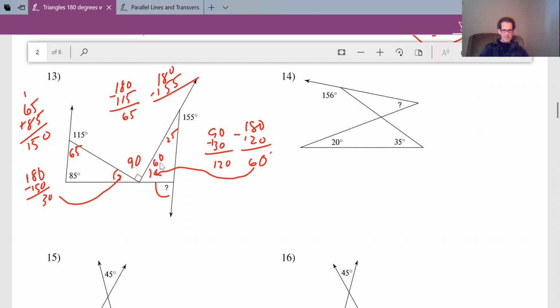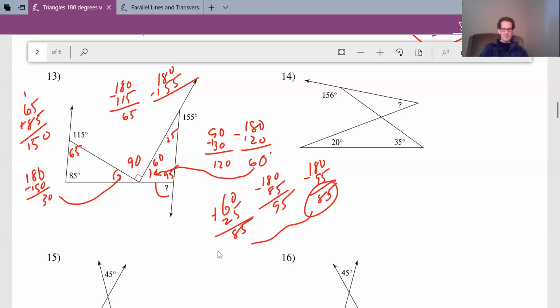So if I add 25 and 60, let's look at that. 60 plus 25 is 85. I want to find this angle. It looks like it's obtuse. I'm going to subtract 180 minus 85. That's going to be 95. So this angle right here is 95. And then finally, I can get to the one that's missing on the outside. Since this is a straight line, it's 180. So if I do 180 minus 95, I'm back to my 85. And I know that my missing angle on the outside right here is 85 degrees. That was a long one, wasn't it?